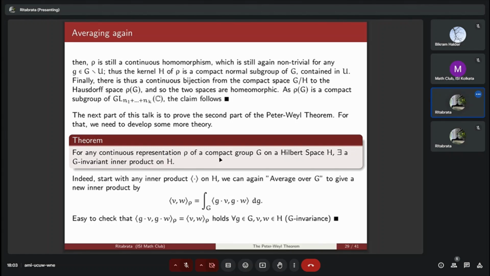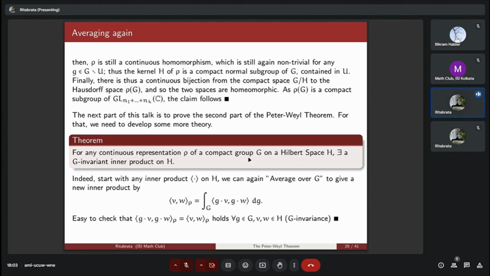So this is our process. Again, this averaging is a very common thing in representation theory. Given any inner product, we have the action of G and we have the Haar measure. We can define a new inner product by averaging. That is, the inner product induced by the representation rho is: take G dot V and G dot W and integrate over G.